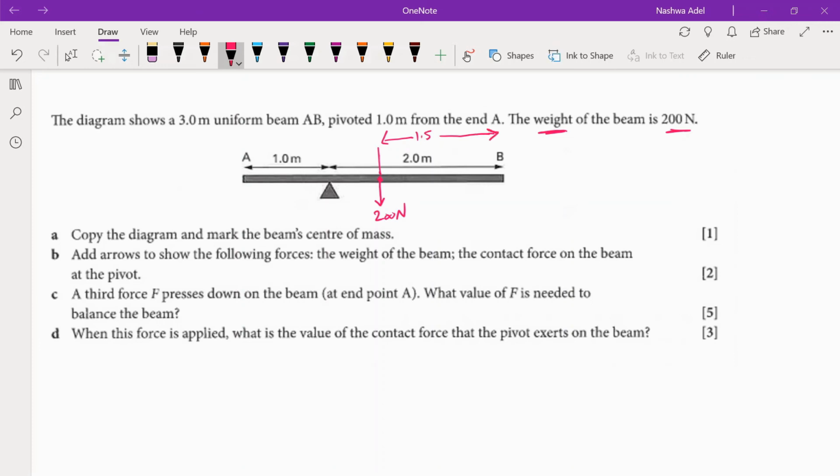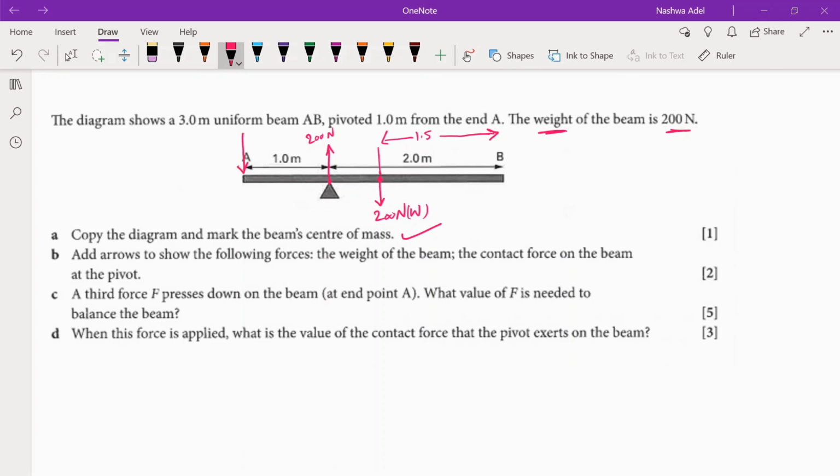The question says: copy the diagram and mark the beam's center of mass. So here is the center of mass. Add arrows to show the following forces. The weight of the beam, this force. The contact force on the beam at the pivot. The contact force is applied by the pivot, so it will be upward here, and it equals the downward force, which is the weight, equal to 200 Newton. A third force F presses down on the beam at point A.